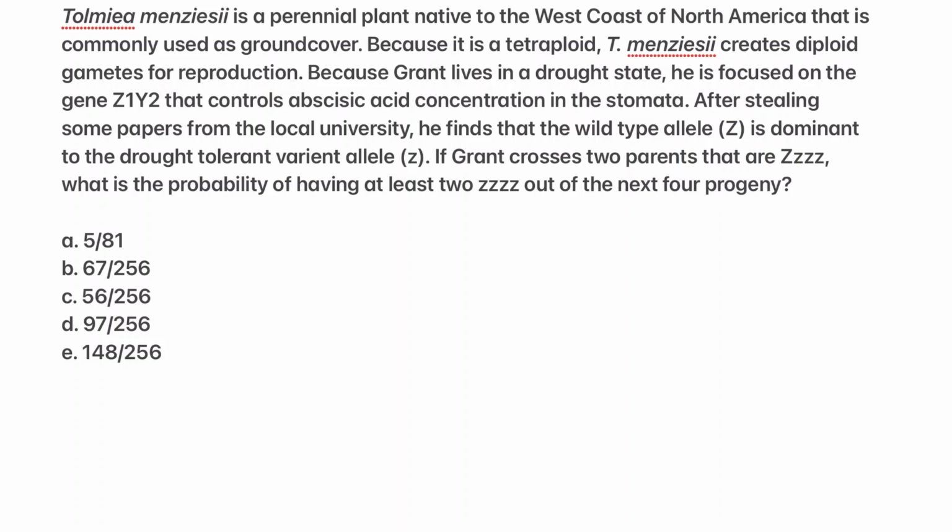The other thing is that we are looking at the third line of this problem, which is also useless, given it's just for the context of the question. Same except for the fourth line, where we define that capital Z is dominant to the drought-tolerant variant, little z. And so, of course, we would want the little z in a drought state.